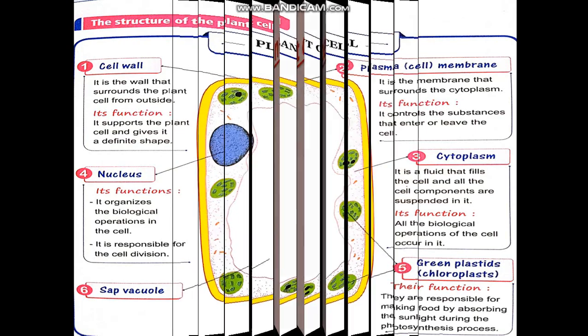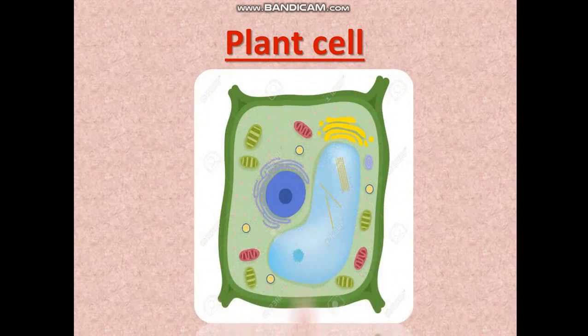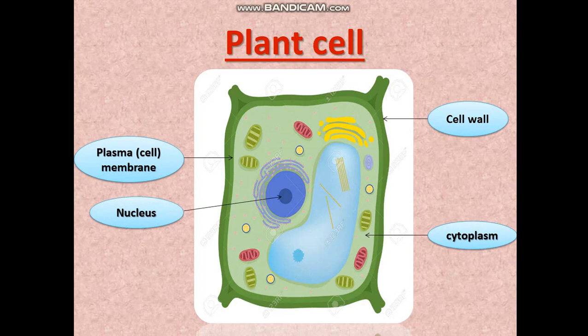So again, we have 6 structures for plant cell. Who can tell me number 1? Yes, number 1 is great, cell wall. And number 2, plant cell membrane or plasma membrane. And number 3, great, cytoplasm. And number 4, nucleus. And 5, green plastid.